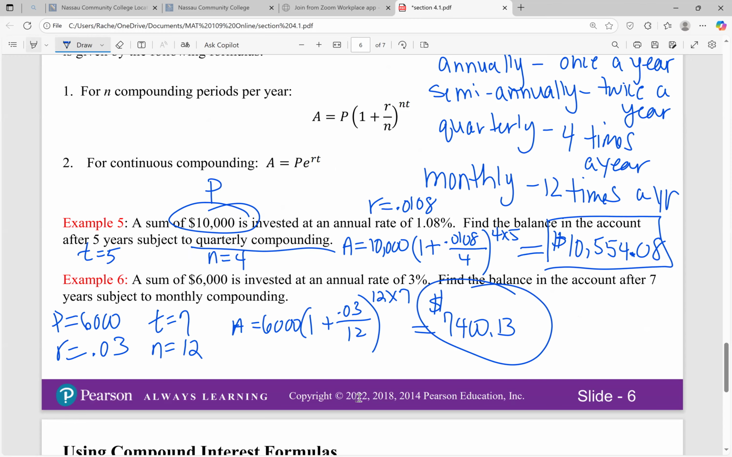It is possible to compound continuously, so constantly. If that was the case, then n would be really, really large, right? Because it would be an infinite amount of times a year. We couldn't even count how many times because it would be continuous. So this 1 plus r over n to the n would approach e. And that's why we have the formula P times e to the r times t. So we use that for continuous compounding.